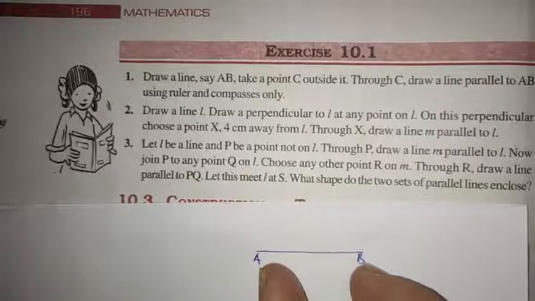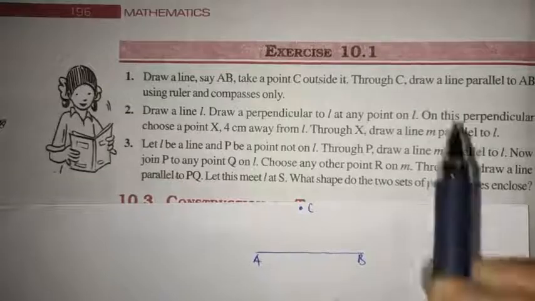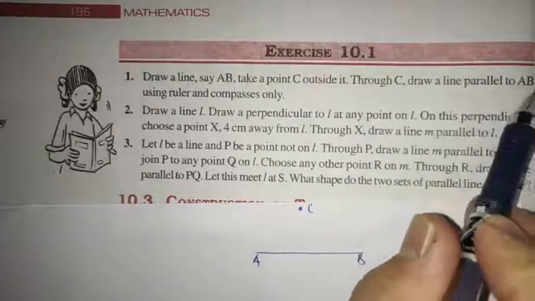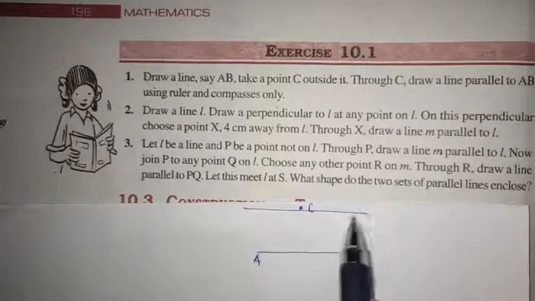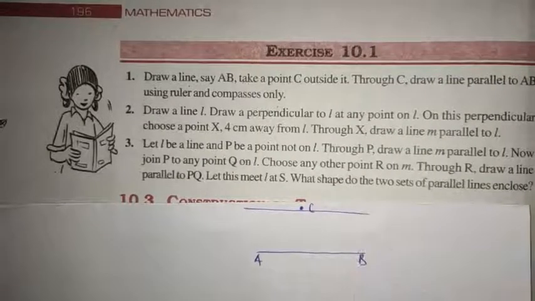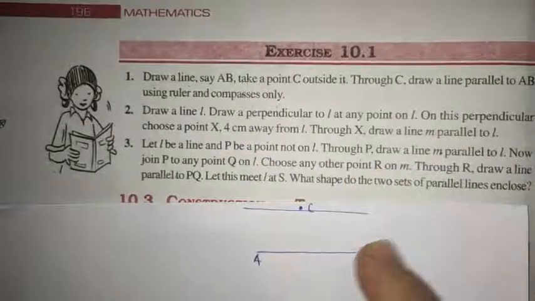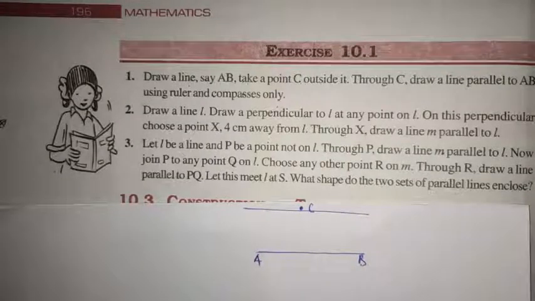That means not from here. We have to take a point C outside. Anywhere we can take, like this. I'll consider this as C. Through C, draw a line parallel to AB. So now using ruler and compass, you have to draw this line, which will be parallel to this AB. You will not use hand, pencil simply, or ruler. You have to use the compass basically to draw this. I'll help you. I have already told you in the introduction part that in a parallel line there is one transversal line.